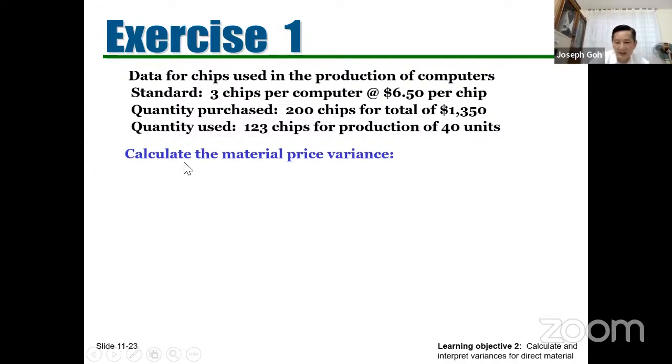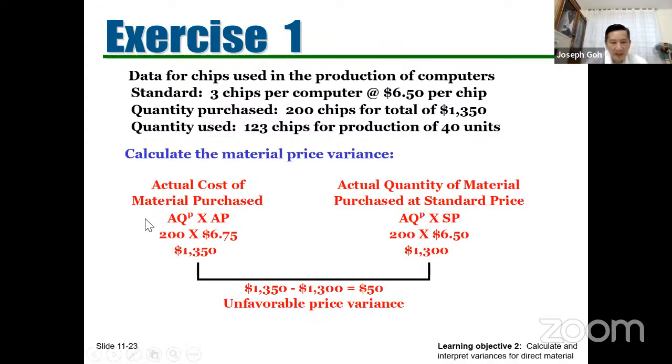So you can see the answer here already. Actual price here. How they get the 6.75 is very easy. We use 1350 divided by 200. We will get the actual price per chip of 6.75. So 200 times 6.75, that is the actual price. Yeah, actual price. That means that's the amount you spent to buy the computer chips.